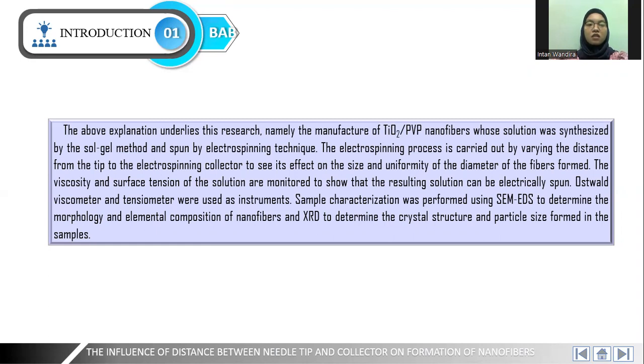The viscosity and surface tension of the solution are monitored to show that the resulting solution can be electrically spun. Sample characterization was performed using SEM, EDS, and XRD instrument.